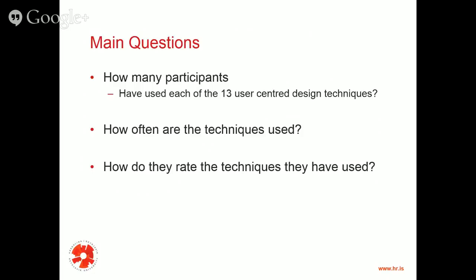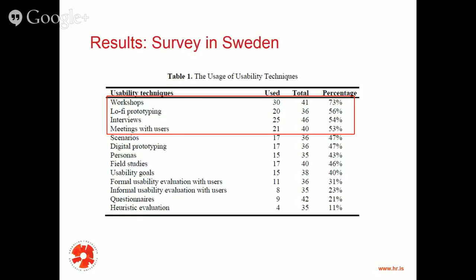We had similar things like how many participants use these methods, how often are they used, and how do they rate the techniques. So it's pretty similar, but a different group. And here we only asked people that were using Scrum, because then we were really digging down into how does Scrum function. And these were the methods that were most frequently used. And you can see interviews are there and lo-fi prototyping, the methods you're using in assignment 2.